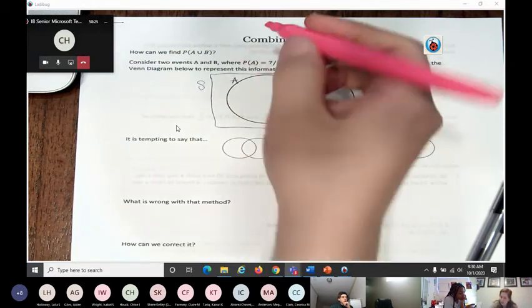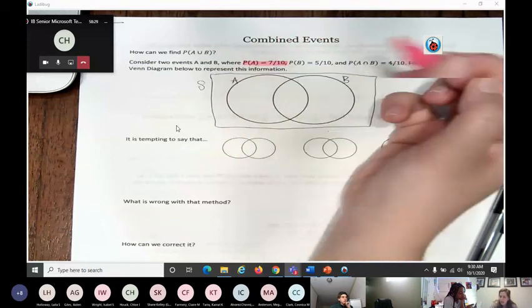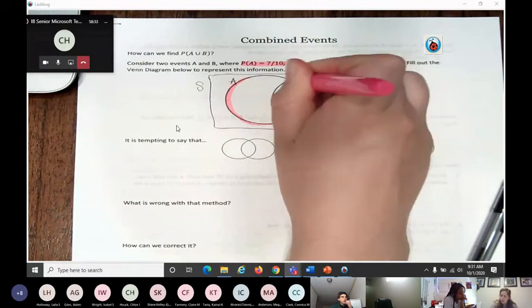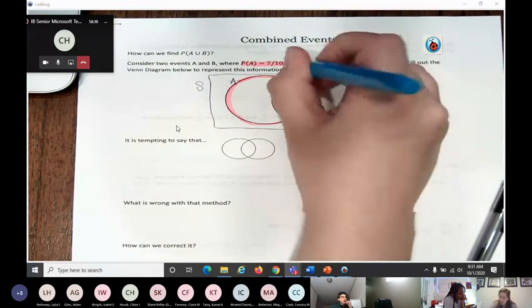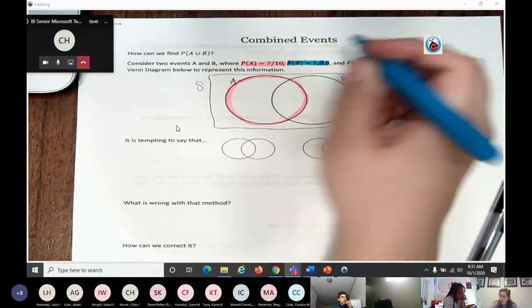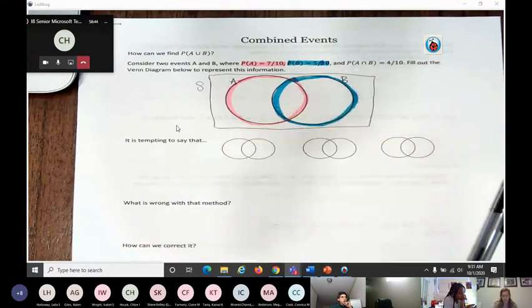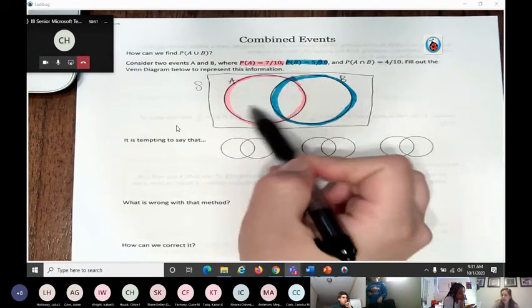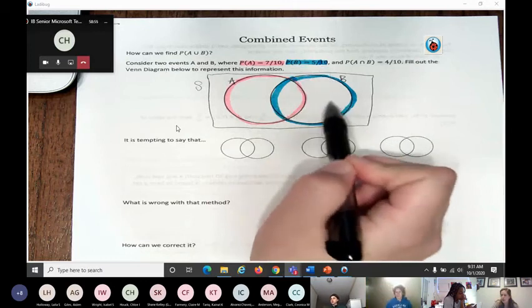Okay, and I'm going to highlight what these are. So we have P of A. P of A is the probability that anything in this entire circle happens. P of B is the probability of anything over here happening. So this is going to be the sum of everything that's in here and there, and this will be the sum of everything in here and there.